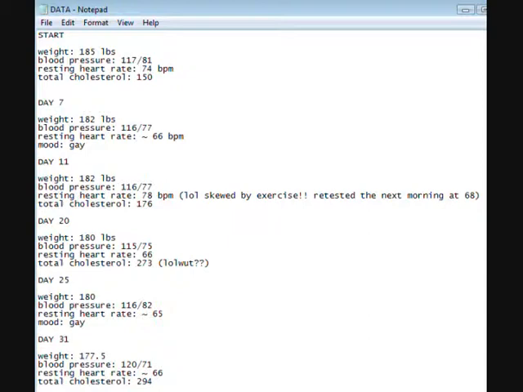Blood pressure has remained pretty much constant throughout the whole thing. It's a little different every time, but it's virtually the same, which is, you know, considered healthy, that amount. Resting heart rate, unchanged. It was way high in the beginning, but I was sick when I started this, so that's probably why that was.